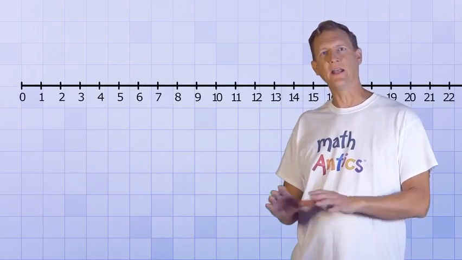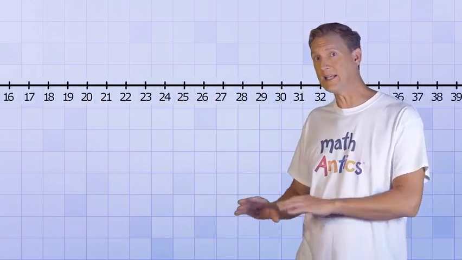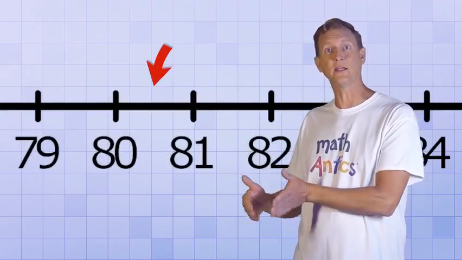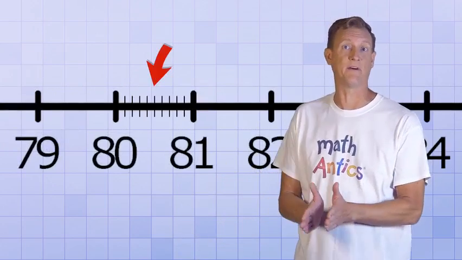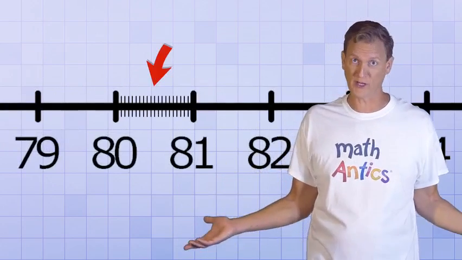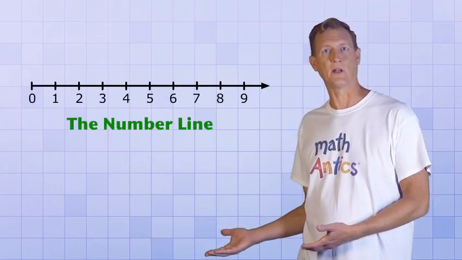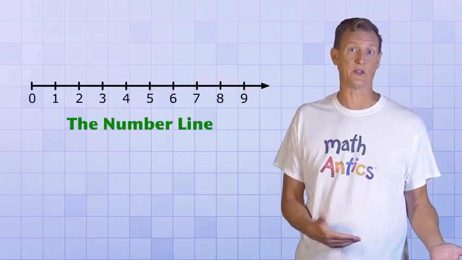Not only are there an infinite amount of numbers on the number line, even if you just stick with the whole numbers and count them forever, which you can't actually do, but there's also an infinite amount of numbers in between each pair of whole numbers if you keep subdividing forever, which you can't actually do either. So what can you do? Well, you can use the number line to understand how numbers relate to each other.